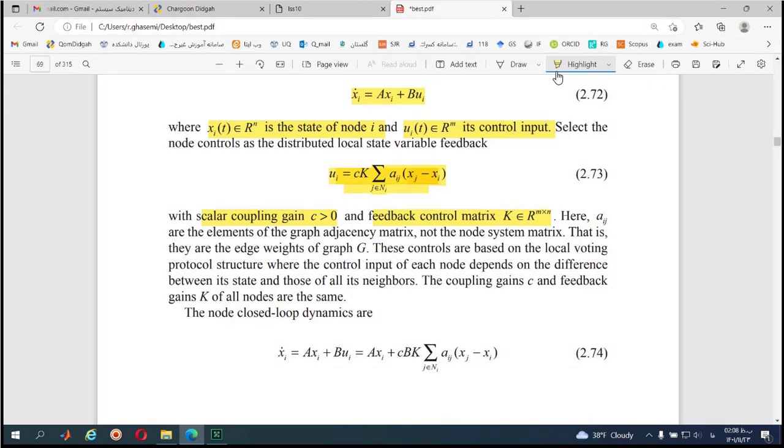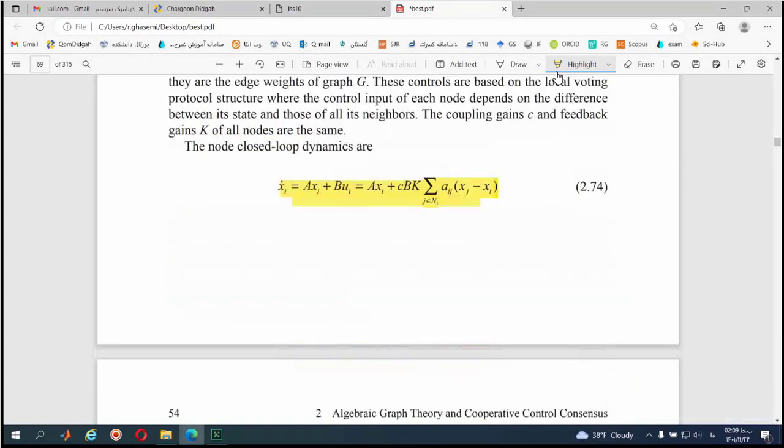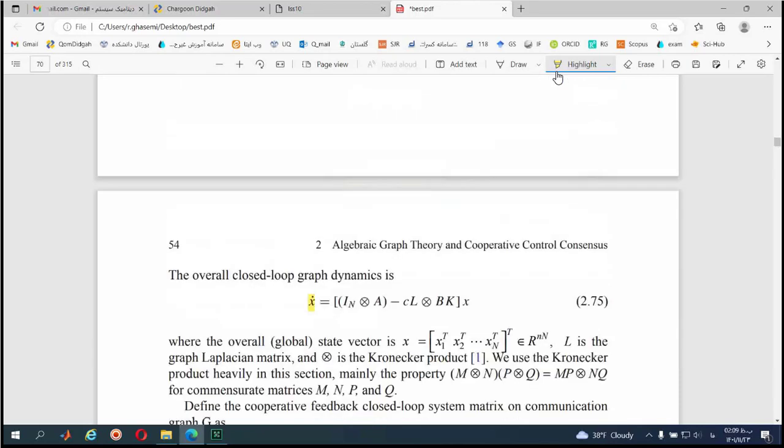Based on the previous example that I showed you, you can write this term for i equal to 1, 2, 3 through n in the compact form like this: X equal to x1 for agent 1, x2 for agent 2, xi for agent i, xn for agent n.